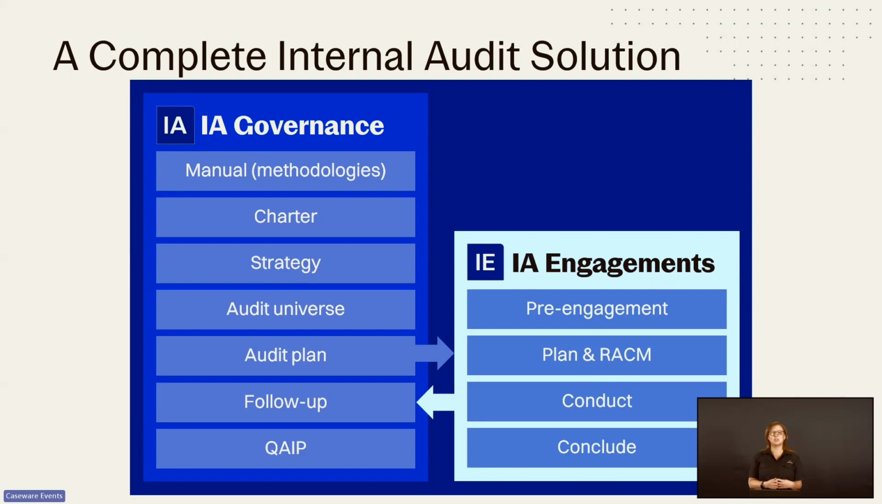The second application is the IA Engagements application. And this focuses really on actually performing those engagements. You go through your 4 phases of pre-engagement, planning, conducting, and concluding. So from your audit plan in IA Governance, you will go and perform your engagements. And then those recommendations and actions that come from your engagements go back into IA Governance, where you can then follow up on those actions from one place.